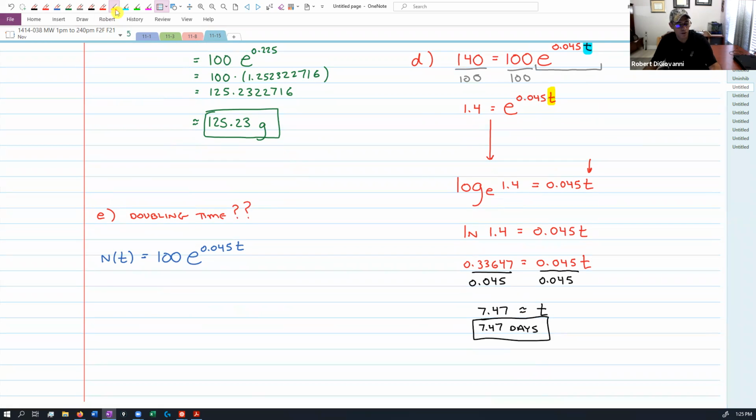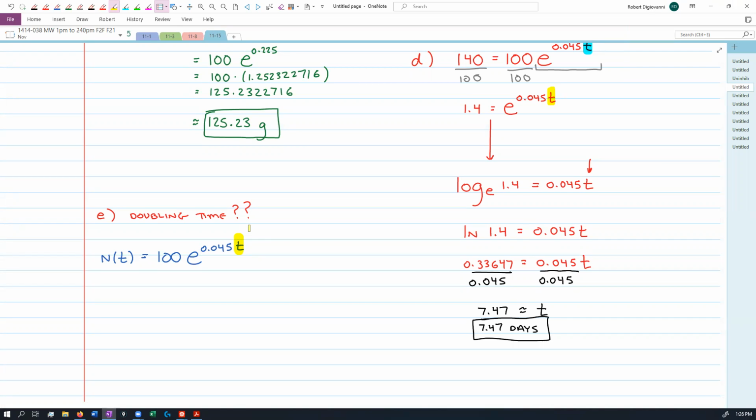So we're trying to solve for time, right? But we want to know how much time it takes to double, which means what? What can I do here? Put 200 on the left side of the equation. Exactly. So we want to know how long it takes to double.